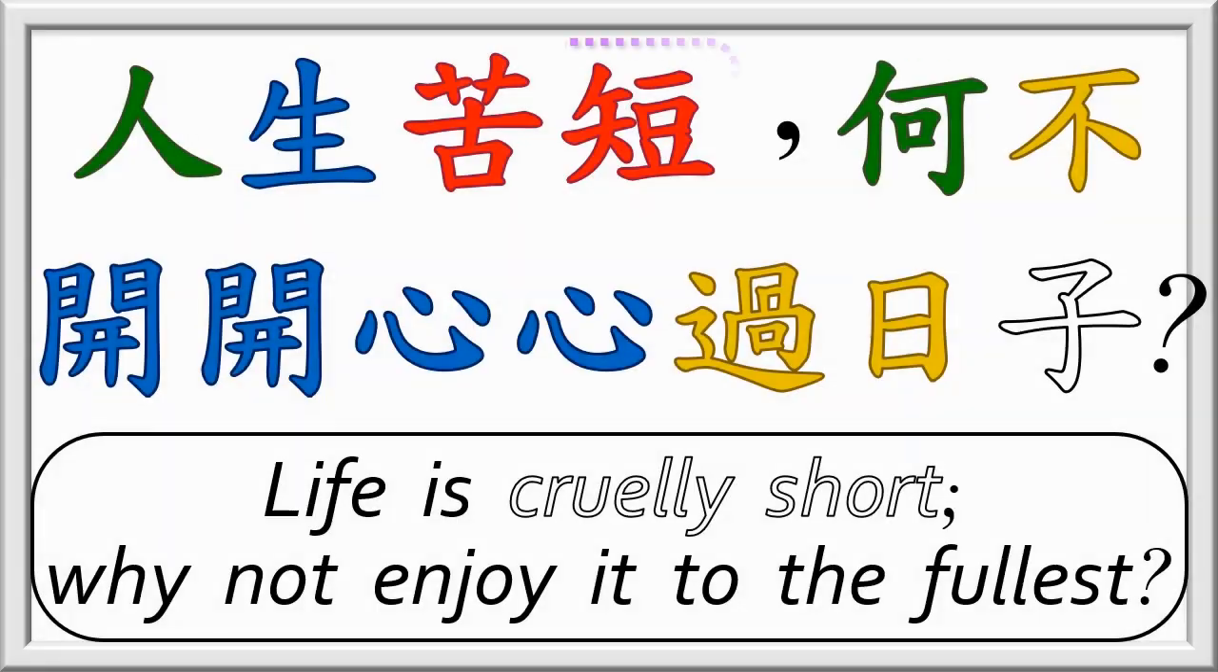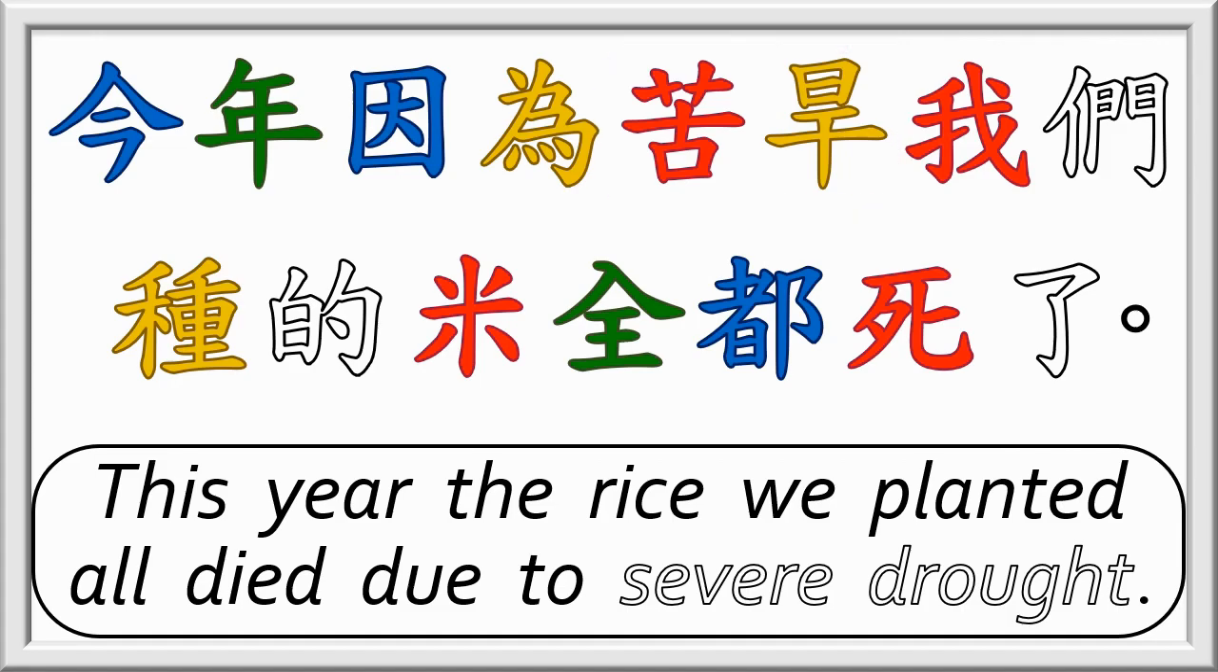Here are two examples of this adverbial use of 苦, meaning earnestly, extremely, or simply very. 人生苦短，何不开开心心过日子? Life is cruelly short. Why not enjoy it to the fullest? 今年因为苦旱，我们种的米全都死了. This year, the rice we planted all died due to severe drought.